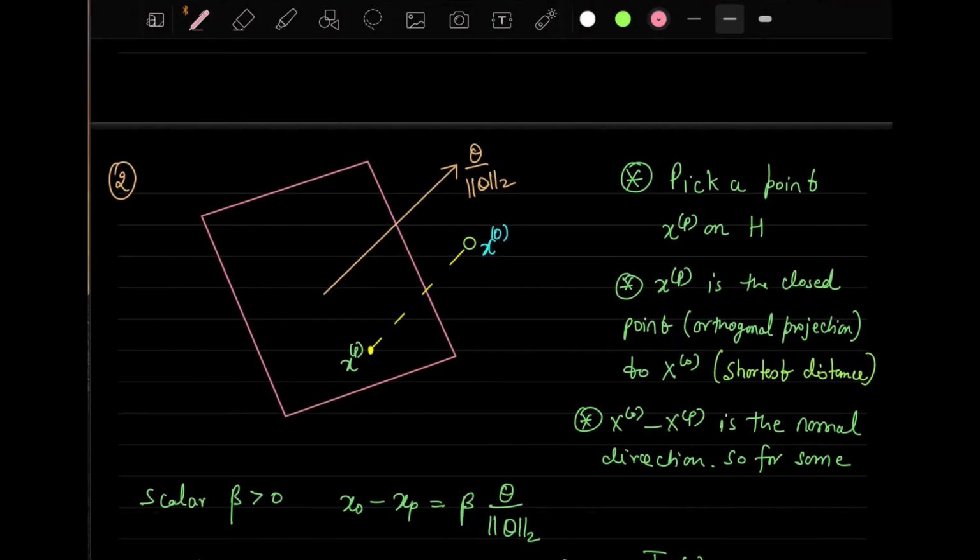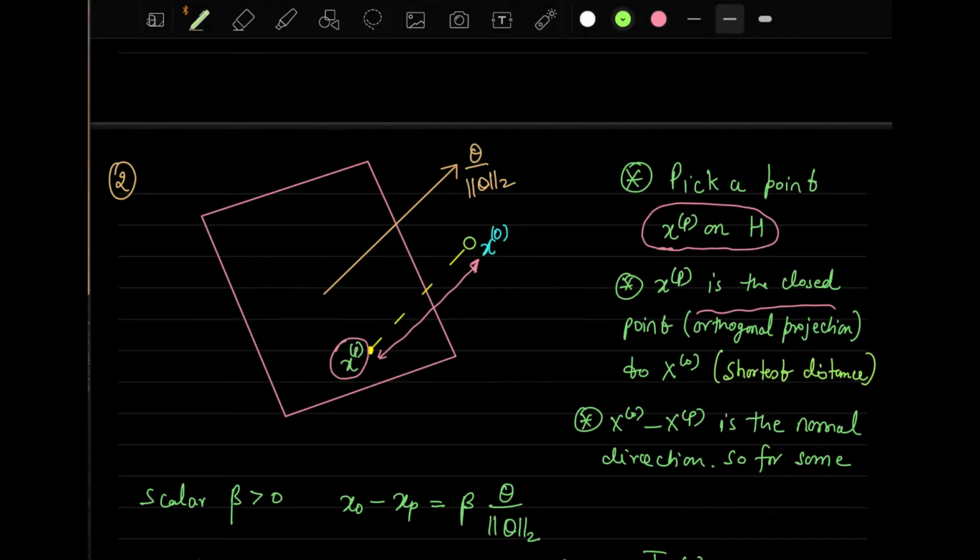So we will do some steps to do it. The first step is we pick a point xp on the hyperplane. This is your point xp, which is on the hyperplane. Now the second thing: xp is basically the closest point, and it's an orthogonal projection of x0. So basically we are projecting x0 onto the plane, and that value is xp, and this projection is orthogonal because the orthogonal projection is the shortest projection that you can get.